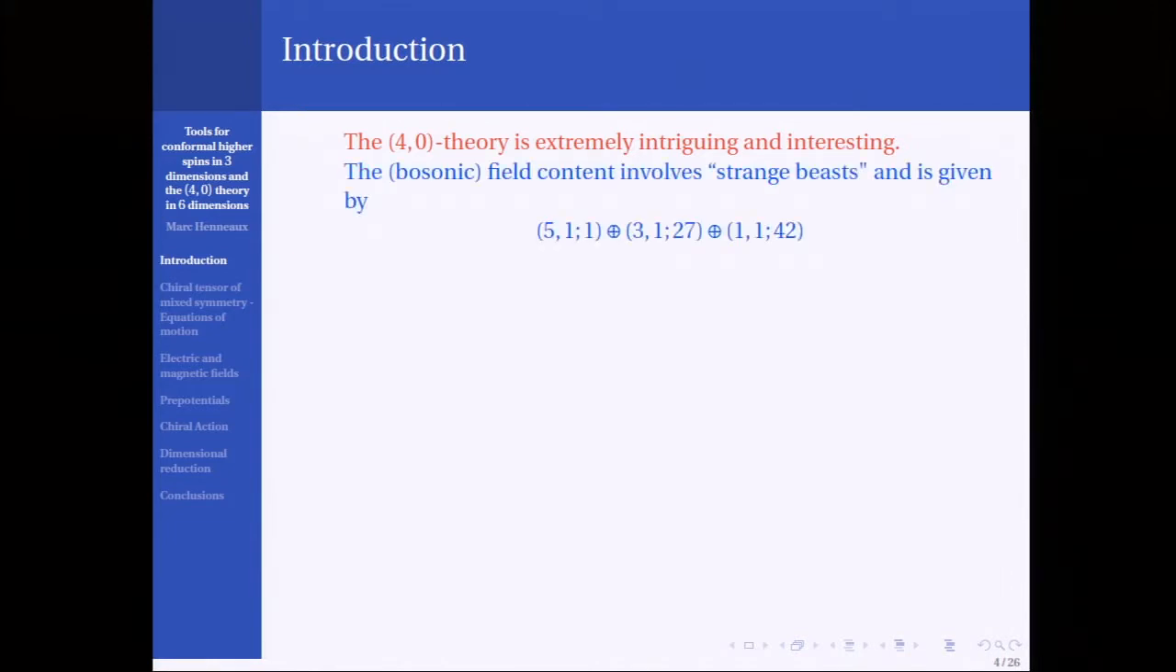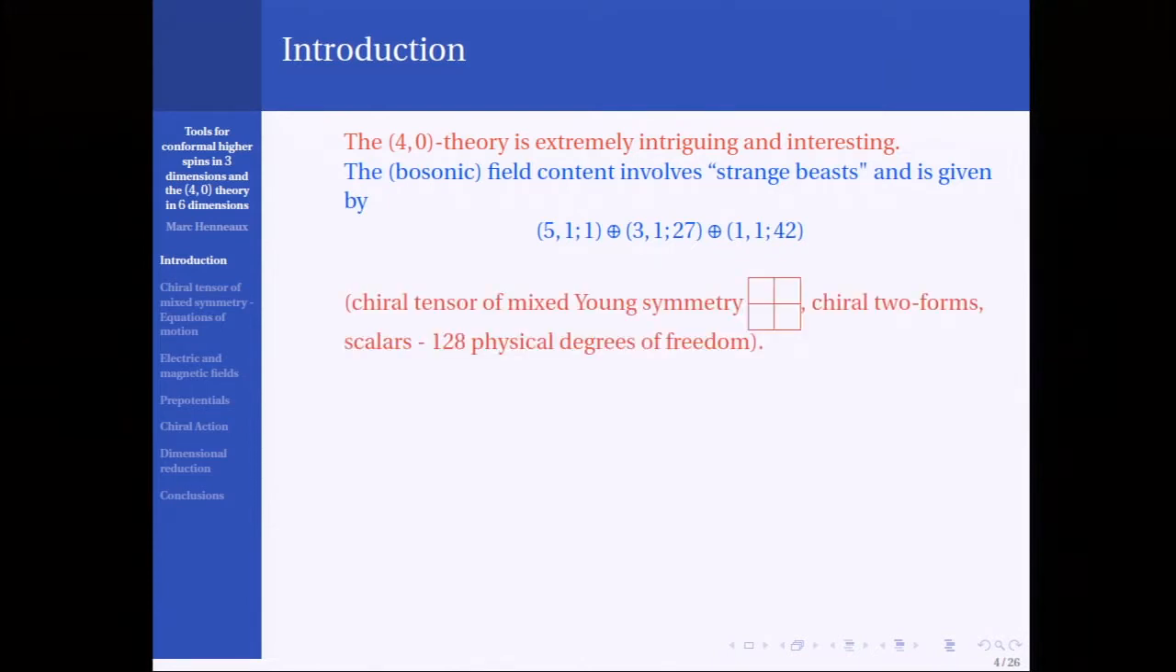If you just look at the bosonic content, it involves unusual tensor fields. This one, that's the representation of the little group, is actually described by a tensor with mixed Young symmetry, which is in addition chiral. So it's (5,1) and there is no (1,5). There are 27 chiral 2-forms. There is no (1,3). And there are 42 scalars. So again, the same number of physical degrees of freedom, but they are distributed differently with respect to the (2,2) superalgebra.